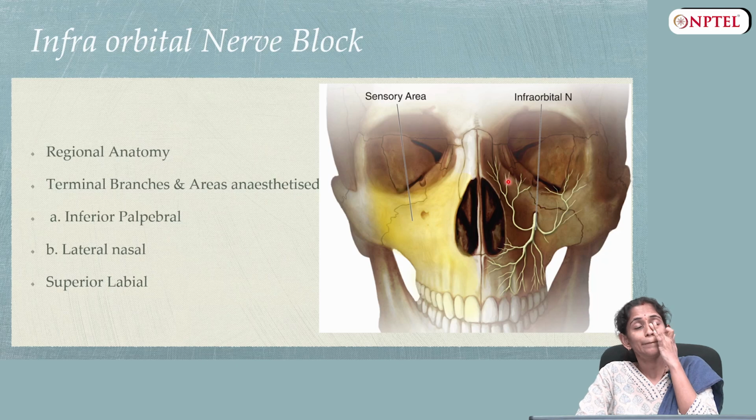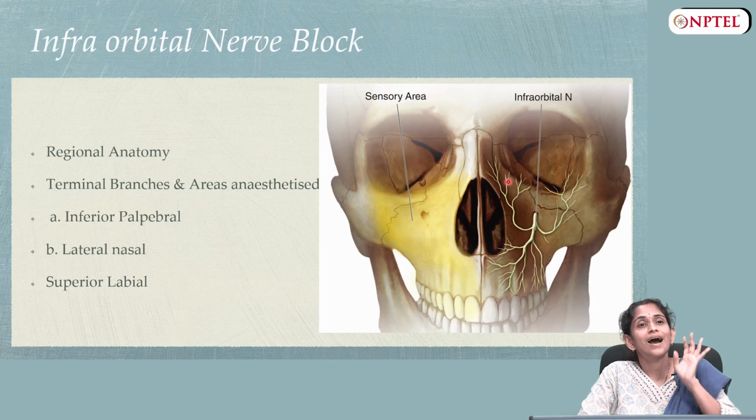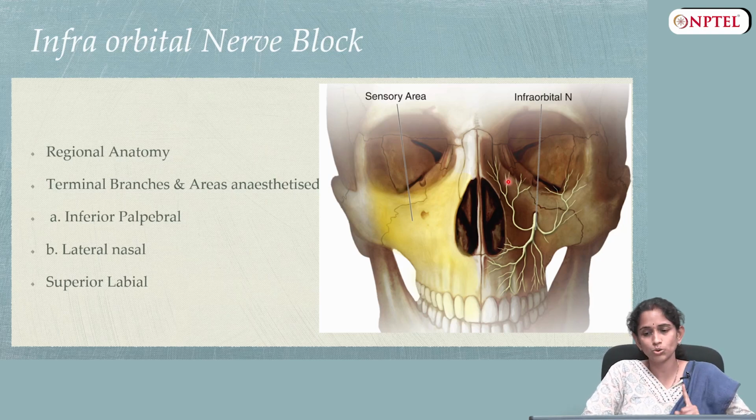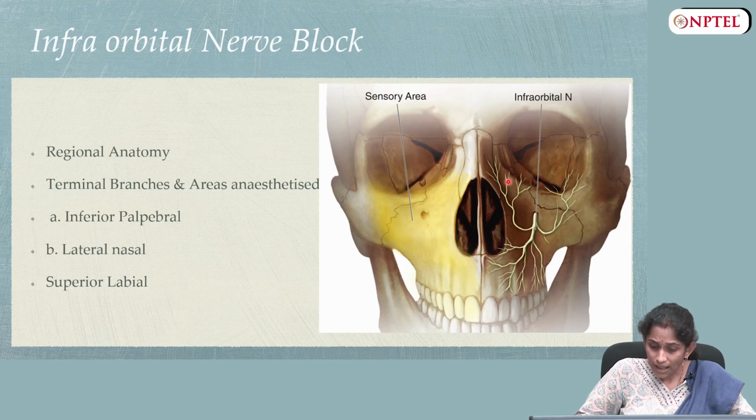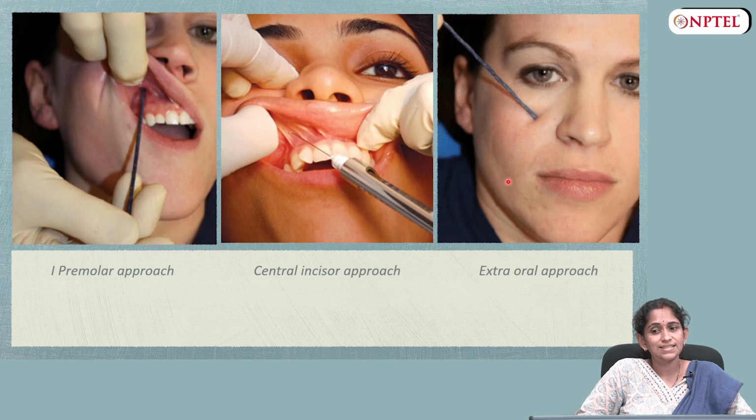So, technically, the complete anterior wall of the maxilla and the skin over it are anesthetized along with the three teeth, that is the central incisor to the canine. Now, after you have done this, how do you check for anesthesia?